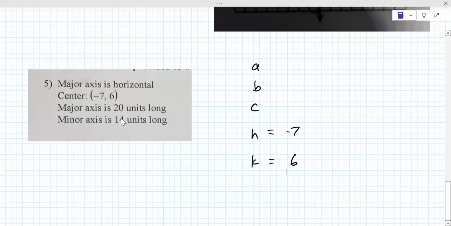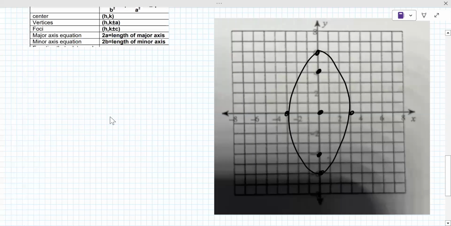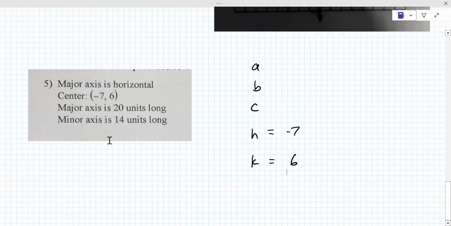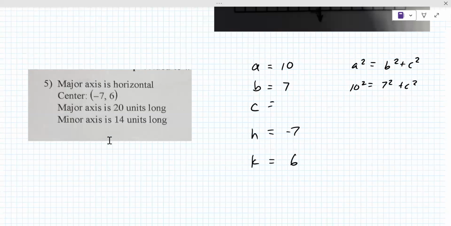That helps you to figure out the values of A and B. Okay, so the major axis is always 2A and the minor axis is always 2B. So in this case, A is 10, B is 7. Is that okay? Yeah. And then to find C, you're using this relationship. It's not the Pythagorean theorem. It's that one. So it's 10 squared equals 7 squared plus C squared. 100 equals 49 plus C squared. C equals the square root of 51.